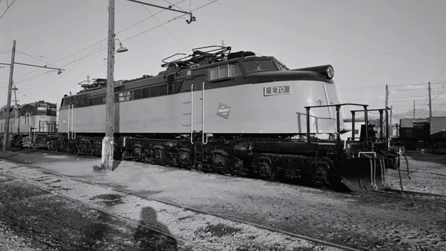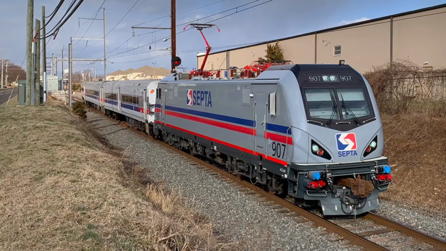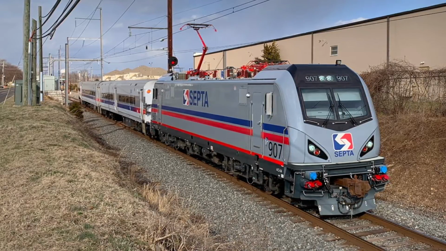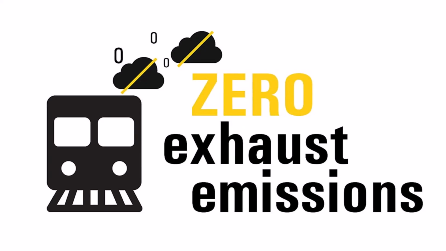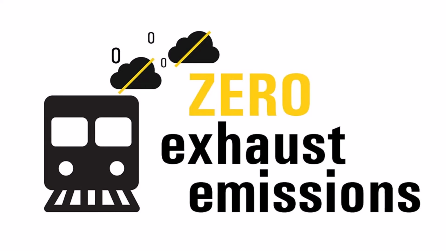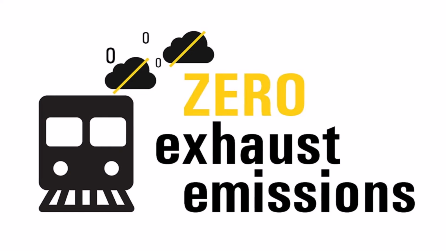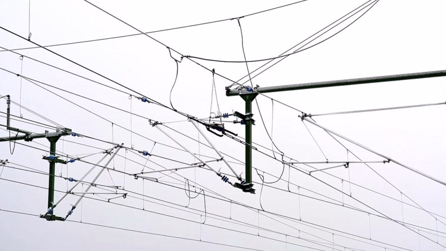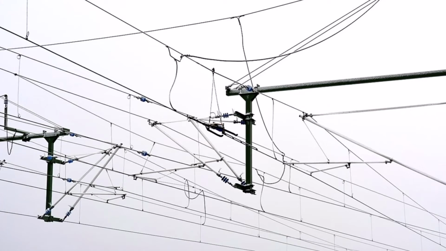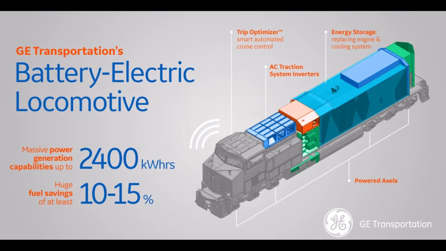These locomotives used to provide both freight and passenger services, but today, newer electrics such as the Siemens ACS64 haul exclusively people. In recent years, though, some railroads have gained interest in locomotives that can produce zero exhaust emissions to combat climate change. In other words, they don't need overhead wires or any expensive infrastructure for propulsion. One method is battery power.